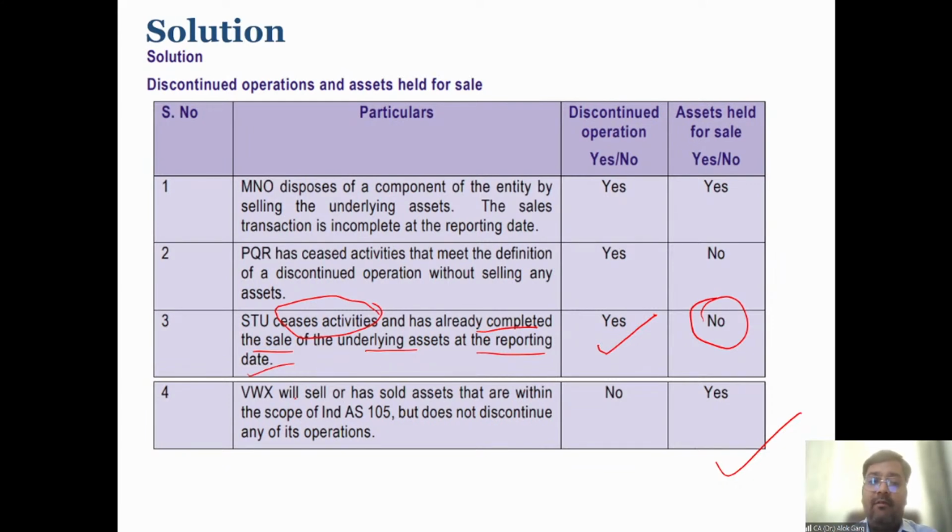In the fourth example, VWX will sell or has sold assets that are within the scope of Ind AS 105. So you are right, it is a little confusing, right? But it is written that will sell, so it is more from the perspective of will sell. If it were written that VWX has already sold out the assets, in that case it must be no, right? But they have used the words will sell, and that is why it is yes.